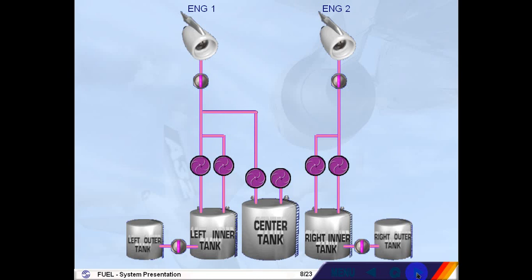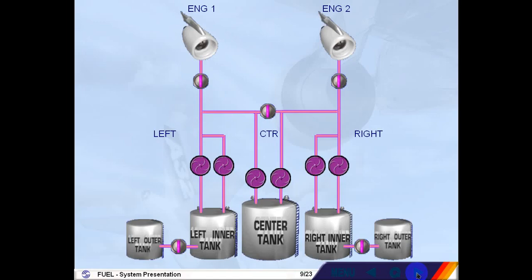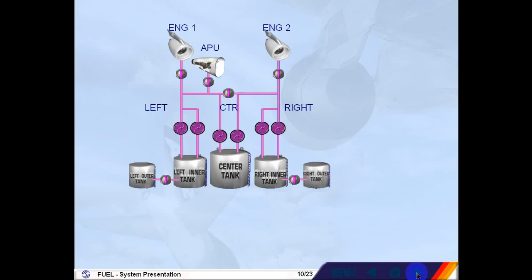The center tank also feeds the engines. A cross-feed valve is fitted to connect or isolate the left and right sides. The fuel system also feeds the APU. A low-pressure valve is fitted to cut off fuel to the APU. This represents the basic fuel system.